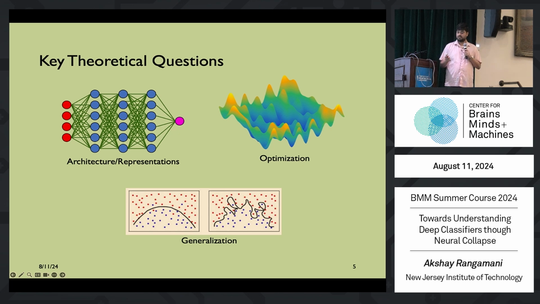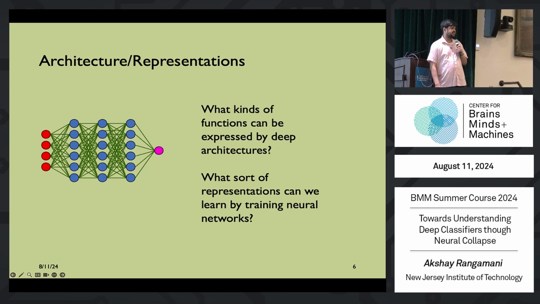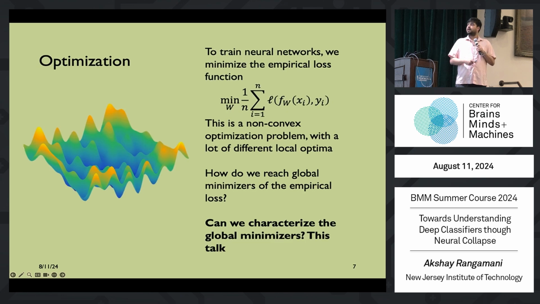There's architectures or representations. Tommy's talk yesterday morning talked about what kinds of functions you can express with deep architectures, what kind of architectures are efficient in the number of parameters that you have, and so on. And under this, I'd also like to put what kind of representations we can learn using neural networks.